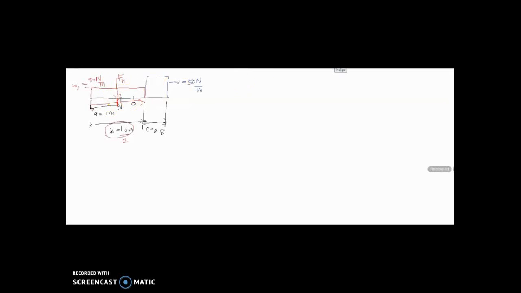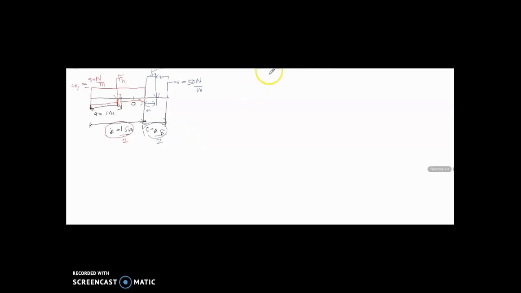Same goes for this one. The center here is, you take C divided by 2, so you will get the distance here. That is where the F resultant 2 acts, in the center of the distance along the distributed load here.